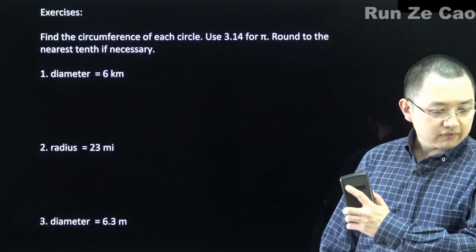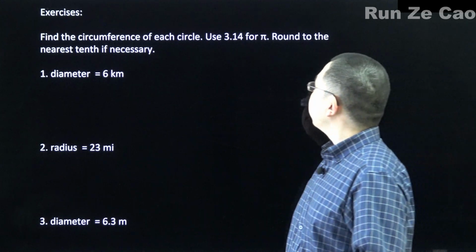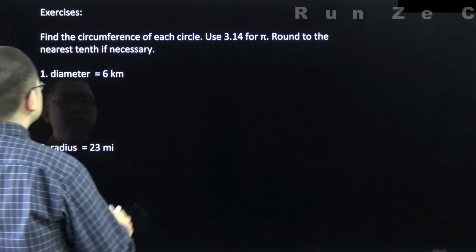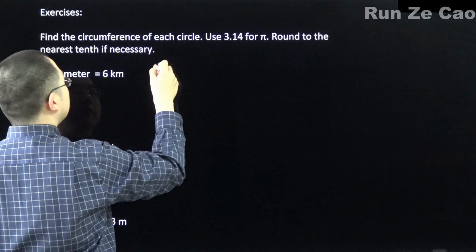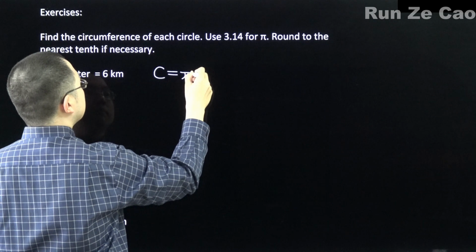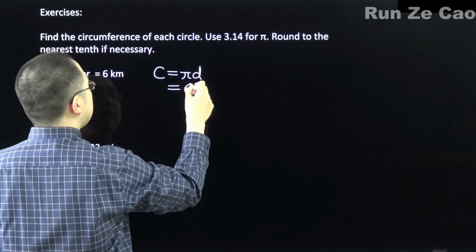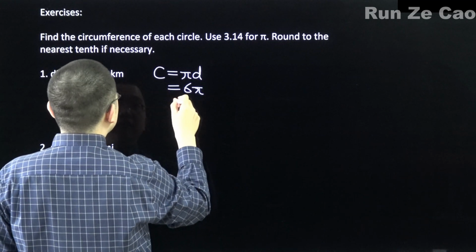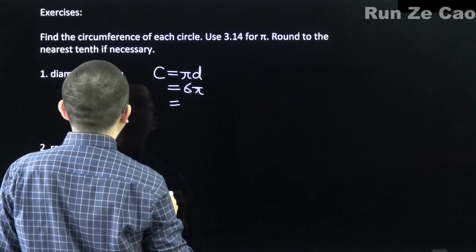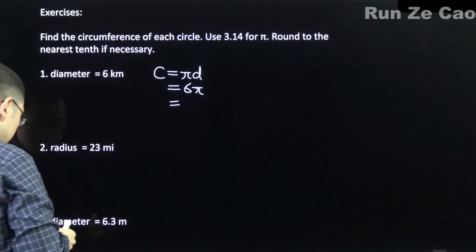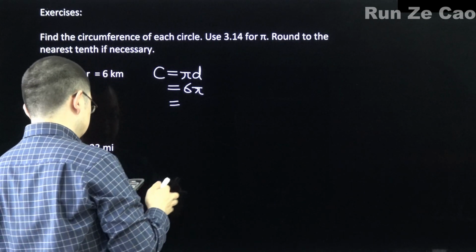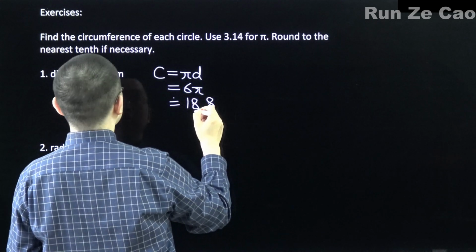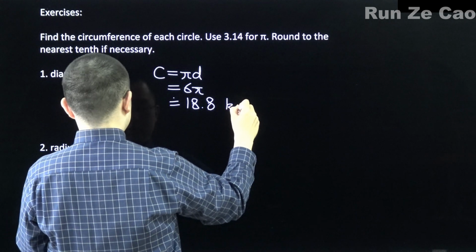exercises. Find the circumference of each circle. Use 3.14 for pi. Round to the nearest tenth if necessary. Well, diameter equals 6 kilometers. Okay, C equals pi d, which is going to be 6 pi kilometers. It said round to the nearest tenth if necessary, and given that we're dealing with pi, yeah, it's going to be necessary. So 6 times pi is approximately 18.8 kilometers.